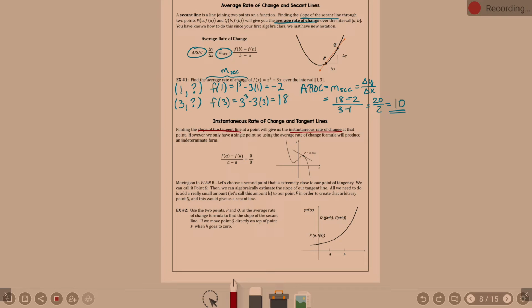Okay? Because we can't do the slope of the tangent line with just one point. So now, plan B. Let's choose a second point that is extremely close to our point of tangency. We can call it point Q. Then we can algebraically estimate the slope of our tangent line. All we need to do is add a really small amount, that really small amount we're going to call h, to our point P in order to create that arbitrary point Q. And this would give us technically a secant line, even though the two points are so close I can't even draw them.